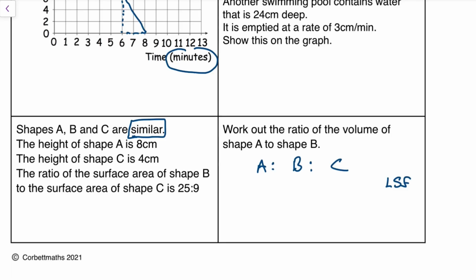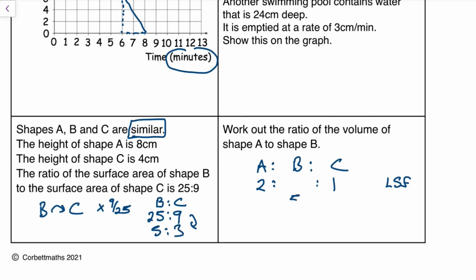So the first bit's quite easy because the height of shape A is 8 and the height of shape C is 4, which means the length scale factor of A to C is 2 to 1 because A is 2 times bigger than C. And it says the ratio of the surface areas of B to C. So the area scale factor from B to C is to multiply by 9 over 25, which means the ratio is going to be, well, B to C, remember this is area scale factors, is 25 to 9. I've basically just written the same thing again, which means the length scale factor is the square root of that, which is 5 to 3. So therefore I can write 5 to 3 here.